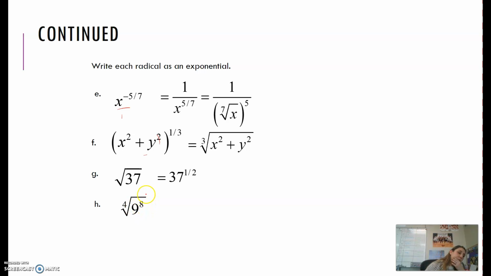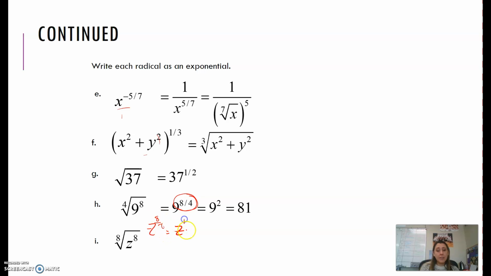Well, 8 over 4 isn't fully simplified, so we need to fully simplify that. That goes down to 2, because there's 2 4s in 8. So 9 squared, and we're going to get 81. So be careful. Make sure this is fully simplified before you evaluate. And our last one, if we were to rewrite it, it would be z to the 8 over 8, which would just be z to the first power, which is just z.